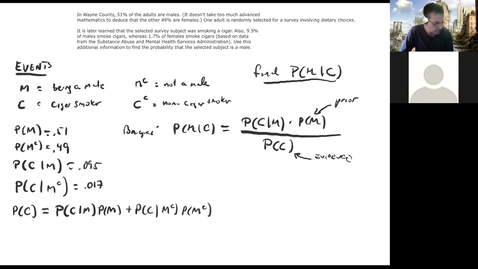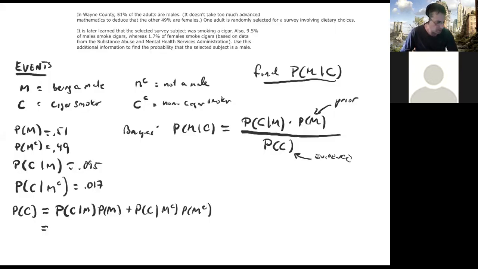And that's going to be given by 0.51 times 0.095 plus 0.49. Oops, I'm not doing this right. Hold on, let me erase. Okay, so that would be point. On second thought, and I was interrupted by a phone call, let me compute this elsewhere.